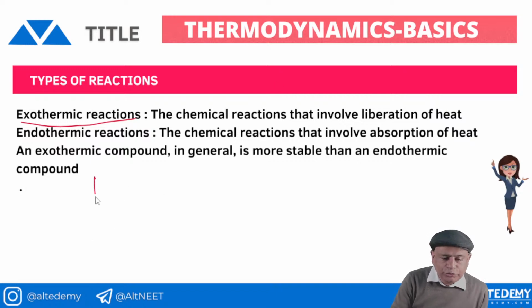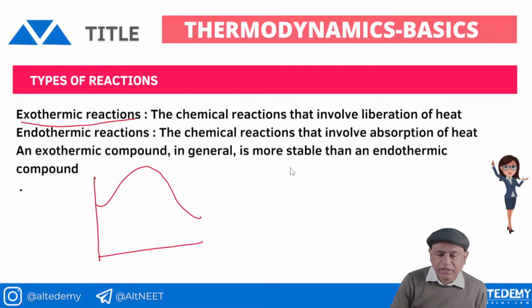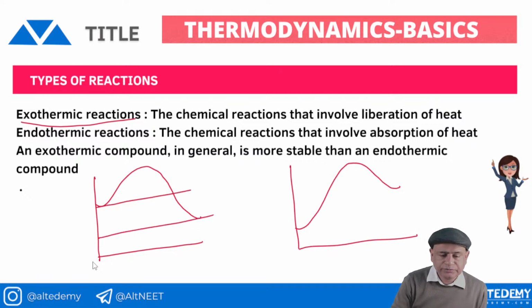If you want to have a graphical representation of an exothermic reaction, it will always have a shape like this. And if it is like this, it is an endothermic process. Here we have the energy chart, and here we have time. This is where the reactant lies, this is where the product lies, and this is delta H. This is the process of exothermic.